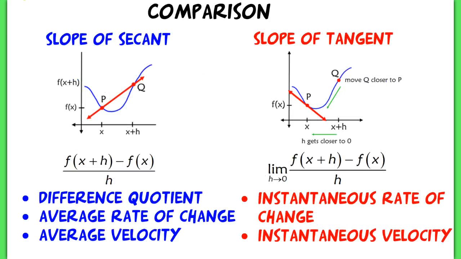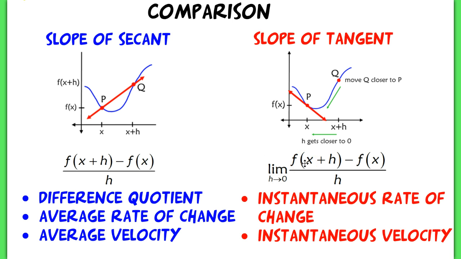All right, so here we have a nice little summary that compares the slope of your secant to the slope of a tangent line. Now, when we're talking about the slope of a secant, we refer to that as the difference quotient, the average rate of change, or the average velocity, and it all just depends on the context of what you're looking at and what the graph looks like or what the question is asking. Now, when we talk about the slope of a tangent line, we're moving that point Q closer and closer to P so that we're finding really the limit as h approaches 0 of your difference quotient.